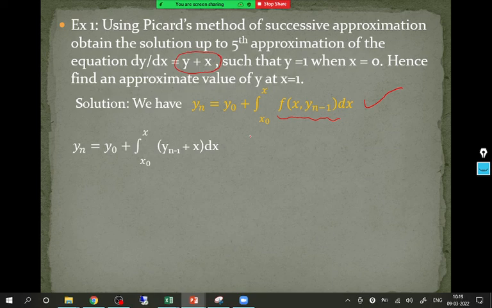Now what should be y1 then? Now tell me y1. y1 equal to y0 plus integration x0 to x. We replace n by 1, right? Yes, sir. It is y0 plus x. Now we have the values here. What is y0 given? 1. Correct. So here y0 is 1. What is x0 given? 0.